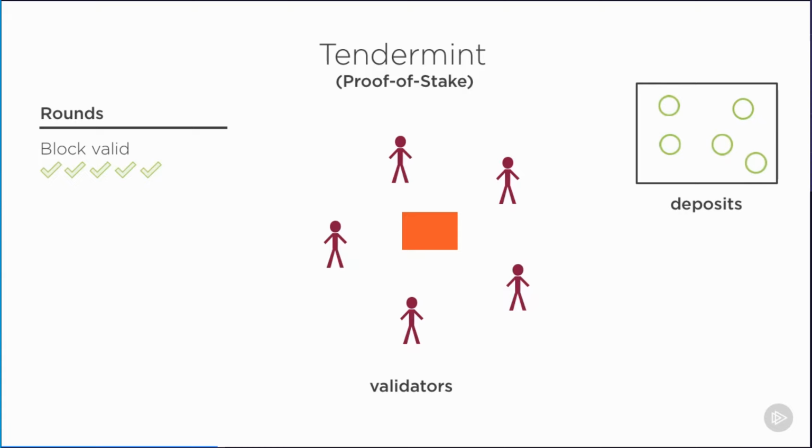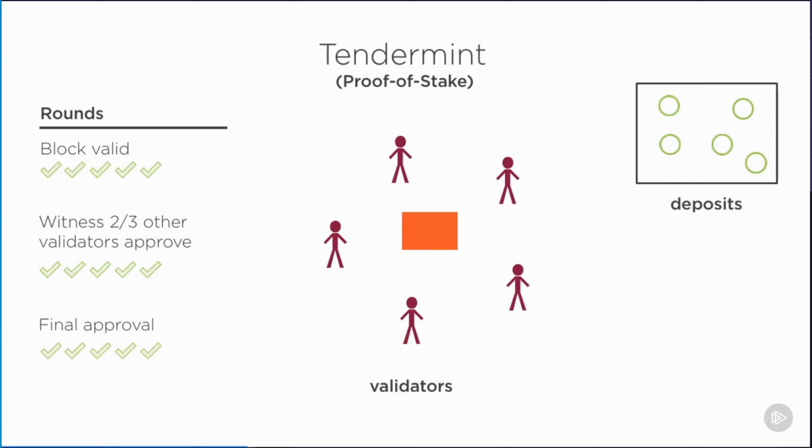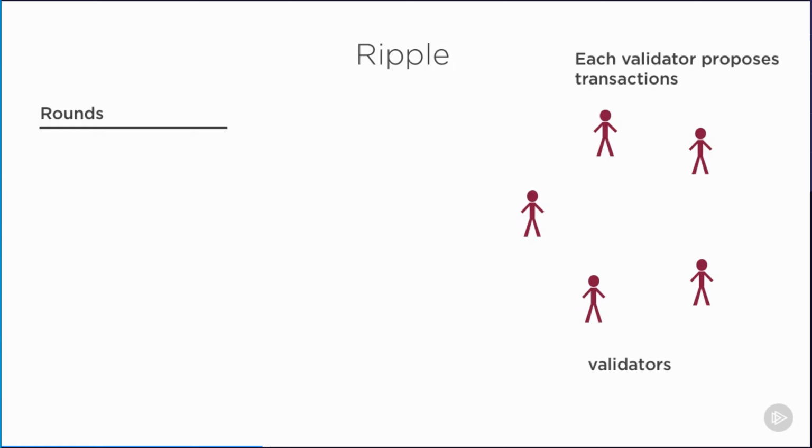Then additional rounds occur where validators advance a block only if they hear that another 2/3 of other validators agree on that block. If a quorum of 2/3 of other votes doesn't come in, the process restarts. If 2/3 of validators all approve a block, a final commit vote is broadcast that effectively says, "I approve this block, and I also witness that 2/3 of other validators approve this block." Ripple works similarly in rounds, but collectively decides on the transactions within a block.